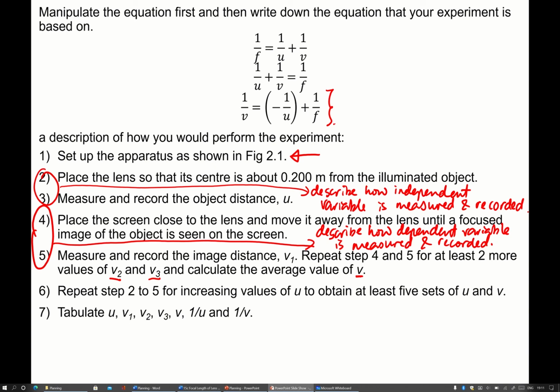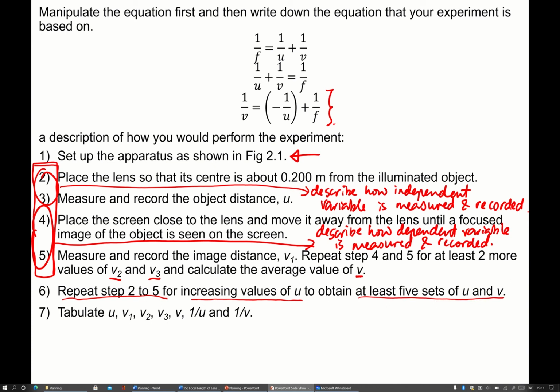So I'm going to find average values of v, and then repeat step 2 to step 5. So other than that, I'm going to take these 2 steps, I'm going to mark it out in a rectangle, and repeat step 2 to step 5 for increasing values of u to obtain at least 5 sets of u and v.